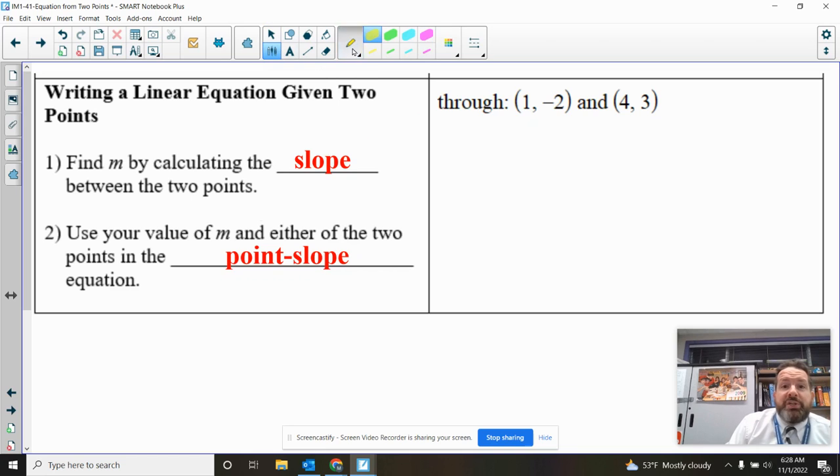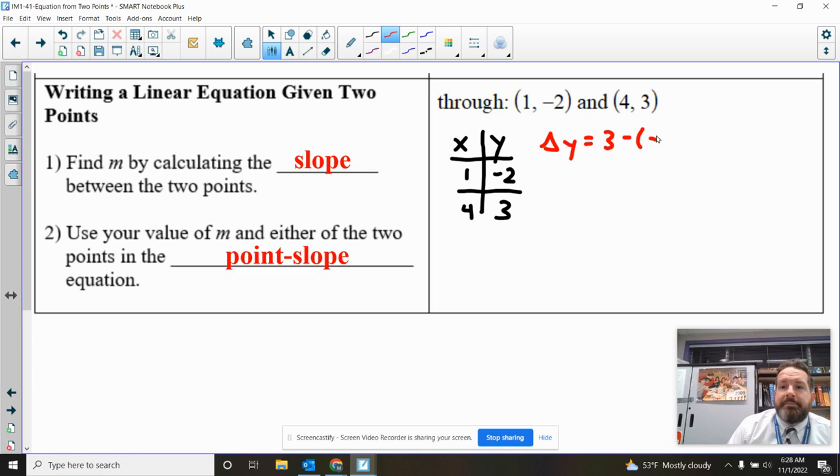I would like you to, at this point, do a quick pause, try this example, and then unpause when you're ready to check your answer. I'm going to focus first on getting the slope of this line. So for change in y, bottom minus top, minus the negative turns into a plus. So it's like 3 plus 2, which takes us to 5.